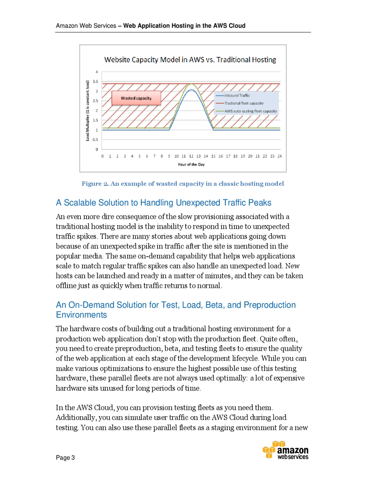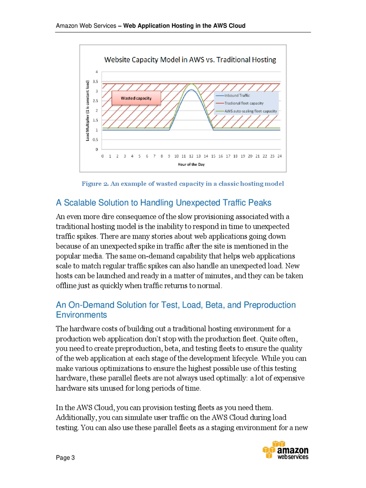The same on-demand capability that helps web applications scale to match regular traffic spikes can also handle an unexpected load. New hosts can be launched and ready in a matter of minutes, and they can be taken offline just as quickly when traffic returns to normal. An on-demand solution for test, load, beta, and pre-production environments. The hardware costs of building out a traditional hosting environment for a production web application don't stop with the production fleet.